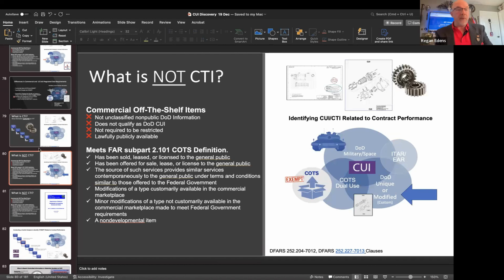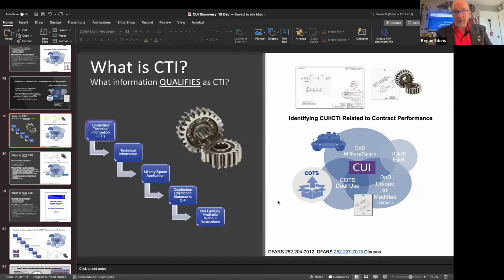If the thing we're making, like a tank or whatever it is for the DoD, contains commercial off-the-shelf items, and they are not modified, and they are not unique to the military and space in purpose, then it is not CUI until it becomes part of the documentation related to what is CUI, or what is controlled technical information, or what is export controlled.